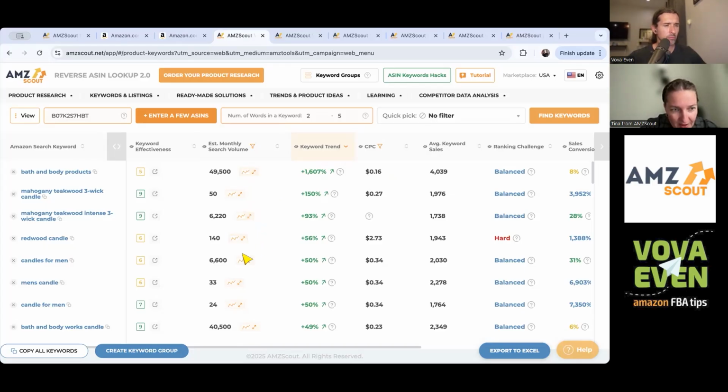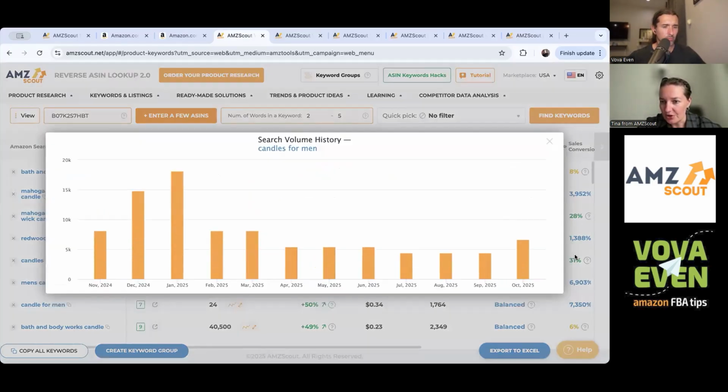For example, candles for men. As you see, this keyword is growing. Judging by the history, you can see that these products are particularly interesting in December and January. Well, we're getting closer to Black Friday and Christmas and New Year's, and this is November. Oops, sorry. November is right now. This is October 2025. Yeah. And we already see that, yeah, it's growing.